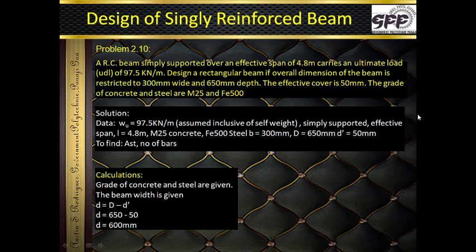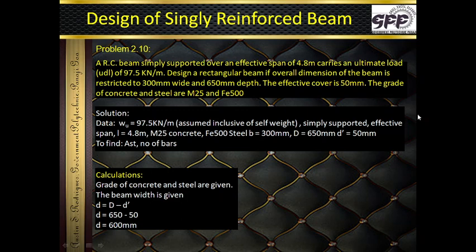It could be something like maybe it's a garage. If the beam comes below this, then it may interfere with the cars or the vehicles which are to be parked over there. So there is a limitation over here, and we have been told that the beam can be a maximum of 650 mm depth.